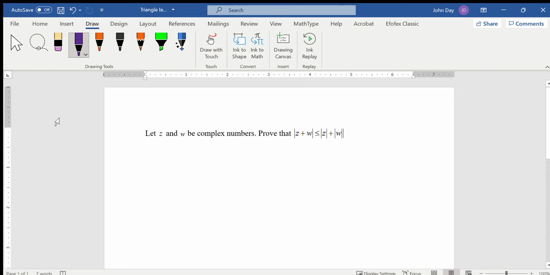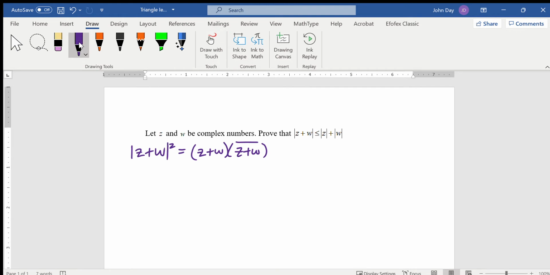Okay, so we're asked to prove the triangle inequality here using complex numbers. So what I'm going to do is write out each statement, and I'll give a little rule next to it to describe the rule that I'm using in making the statement. So I like to start off with the fact that the mod of a complex number squared is equal to the complex number times its conjugate.